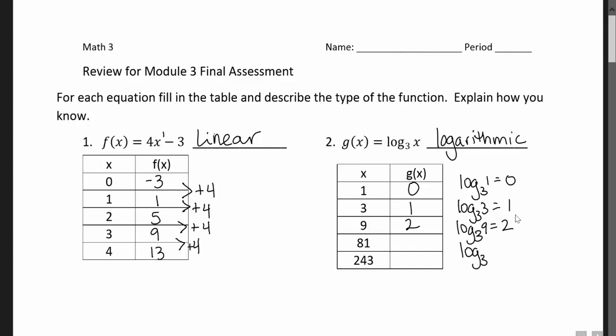Log base 3 of 81, well, 3 to the what is 81? 3 to the 4th. So they tricked you there, thinking it might go 0, 1, 2, 3. So be very careful. And then log base 3 of 243. Well, let's see. 3 to the 4th was 81. So let's see. If I multiply by another 3, oh, I get 243. So that makes 5 3s.